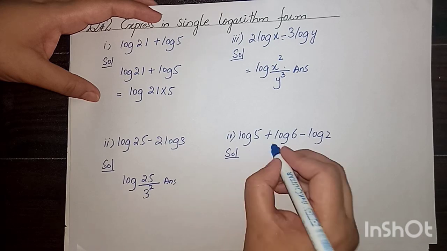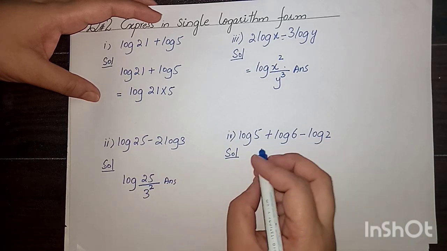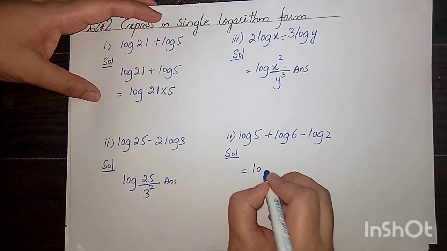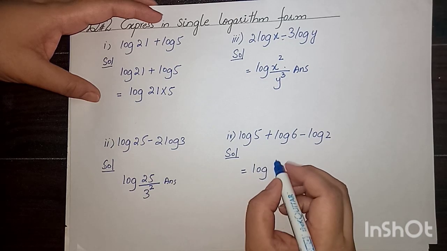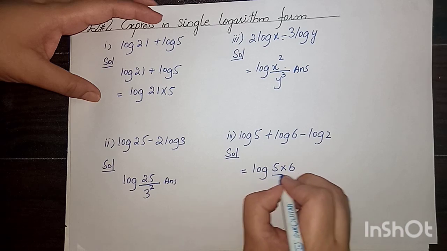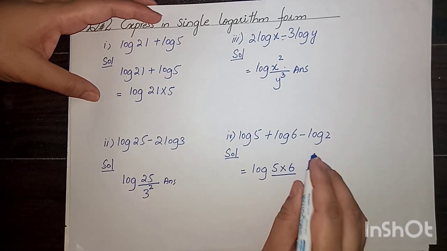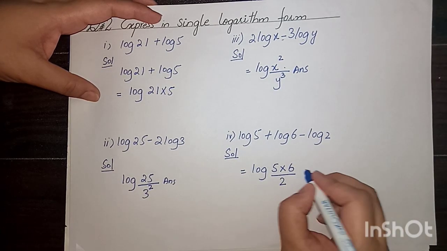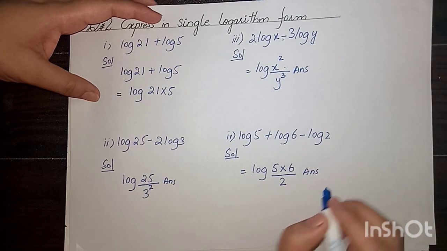And the last question is log of 5 plus log of 6 minus log of 2. We also know that plus converts into multiplication, 5 multiplied by 6, and minus converts into division, so this is equal to 2, and this is our answer.